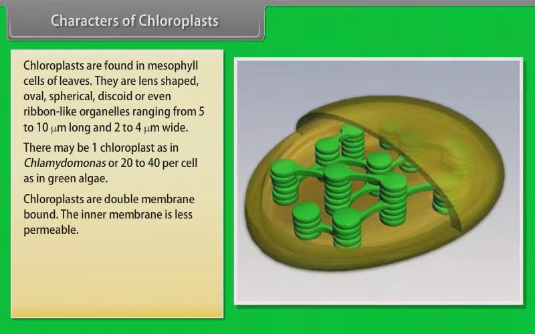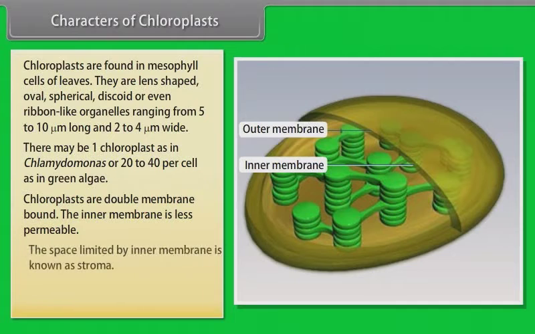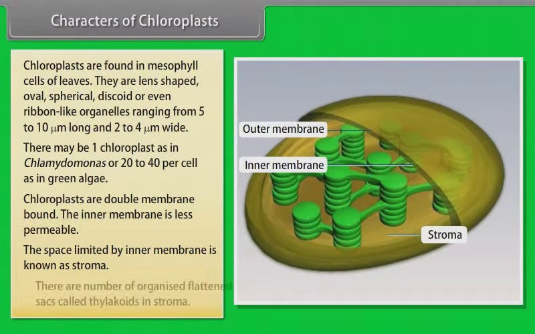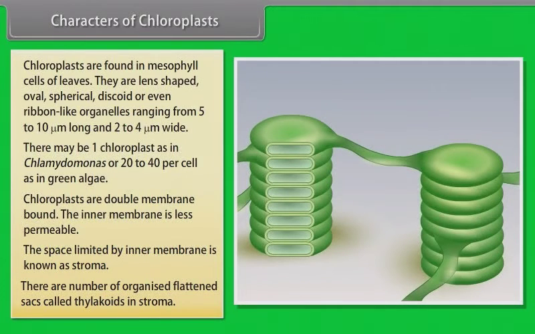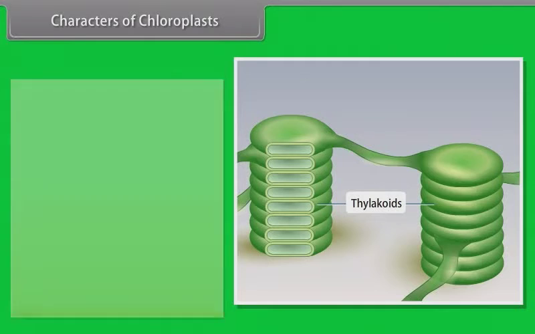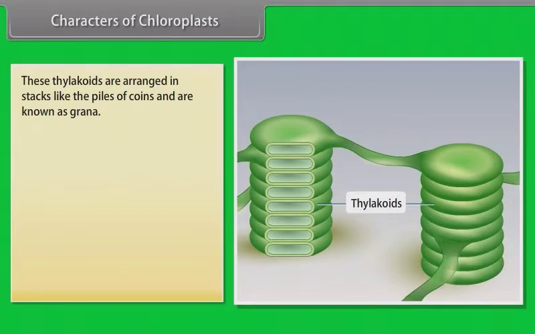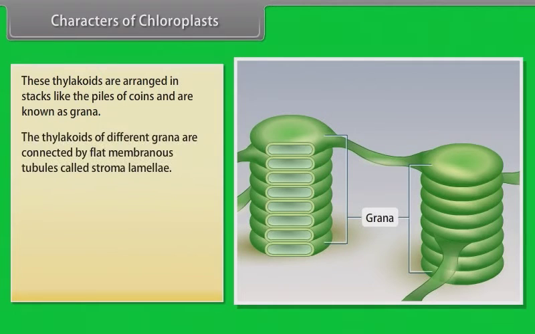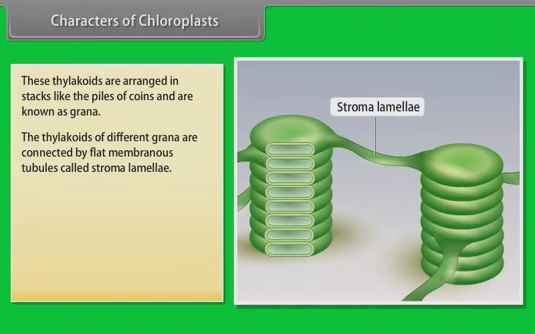Chloroplasts are double membrane bound. The inner membrane is less permeable. The space limited by the inner membrane is known as stroma. There are a number of organized flattened sacs called thylakoids in the stroma. These thylakoids are arranged in stacks like piles of coins and are known as grana. The thylakoids of different grana are connected by flat membranous tubules called stroma lamellae.